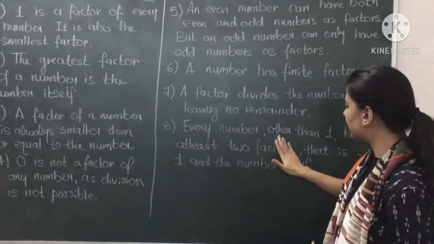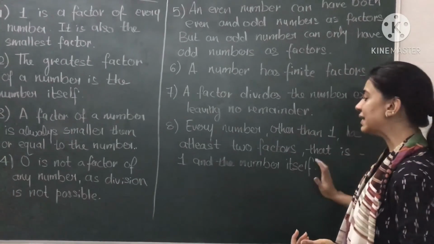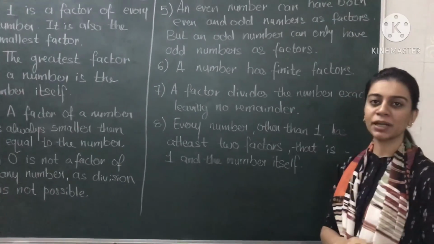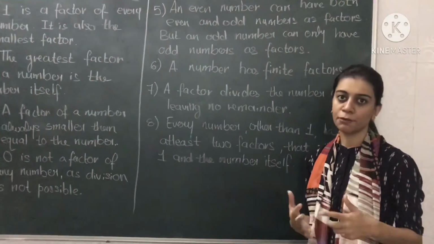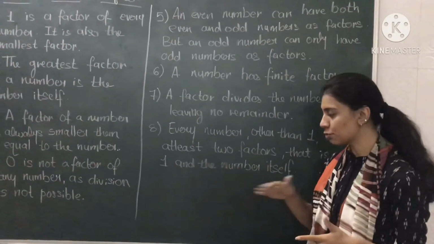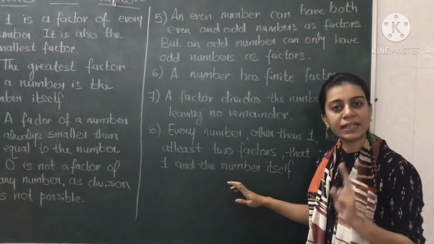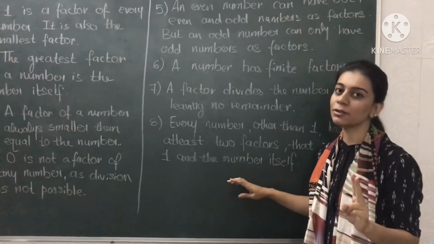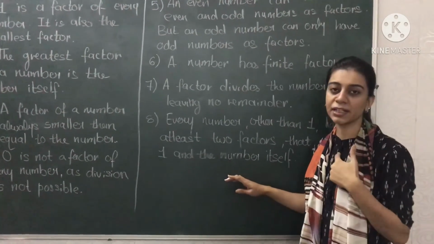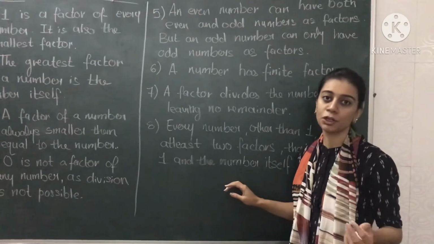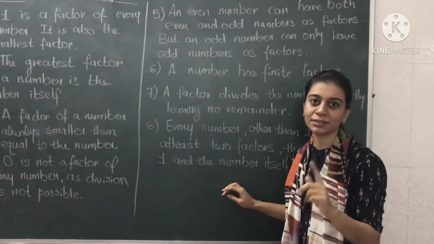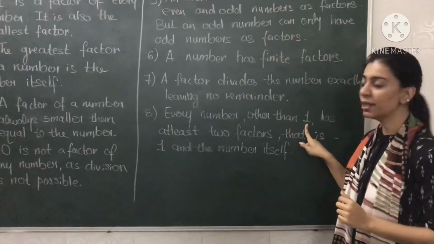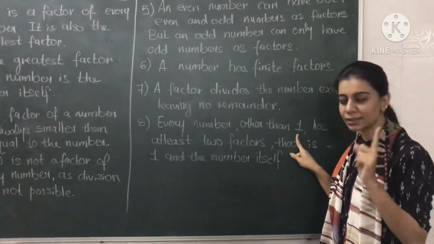Next, every number other than 1 has at least 2 factors, that is 1 and the number itself. Now you take any number, for example 2, 3, 4, 5 and any number and so on, any number will have at least 2 factors. Which 2 factors? One is 1, fixed, and the second is also fixed, the number itself. For example, I have taken here the number 5, so 5 would have at least 2 factors, that is 1 and 5, the number itself. Only 1 is the number which has only one factor, that is the number itself.